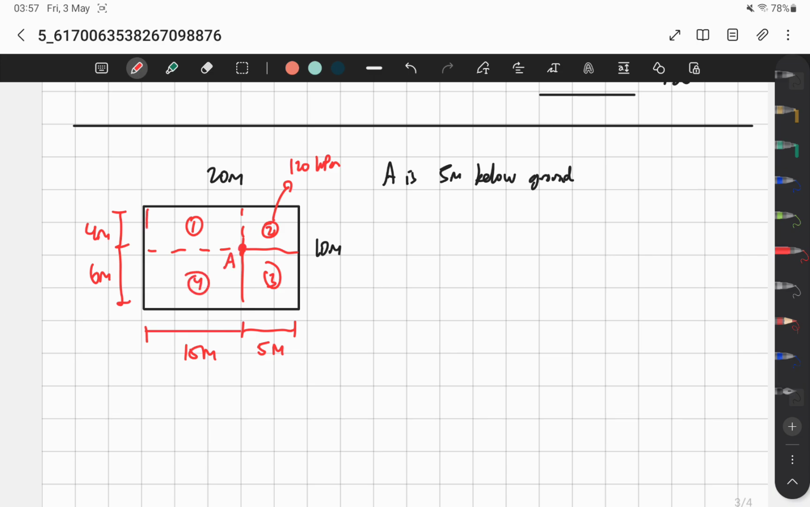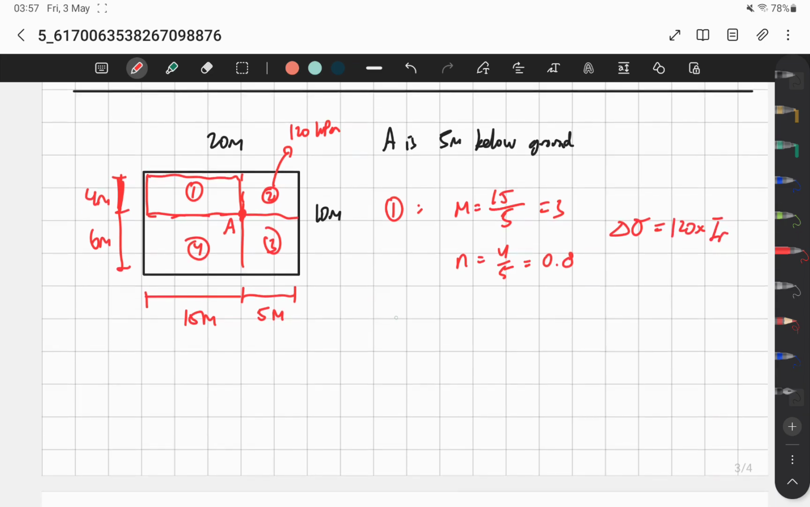For rectangle 1, M is just 15 divided by 5, so that's 3. N is 4 meters divided by 5, so that's 0.8. Then you just use the chart to find delta sigma, so just 120 times your IR. Then you have rectangle 2, you find M and N for rectangle 2, then 3, then 4. Then it's just the principle of superposition, you just add everything up.